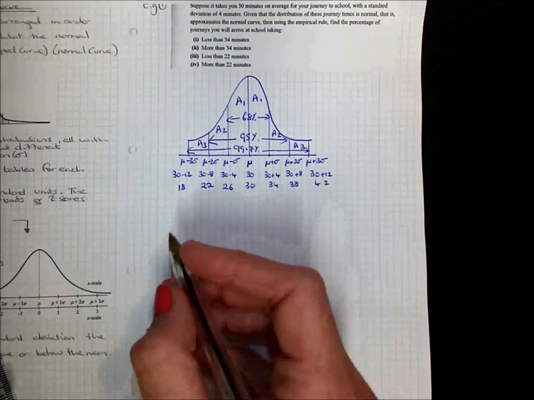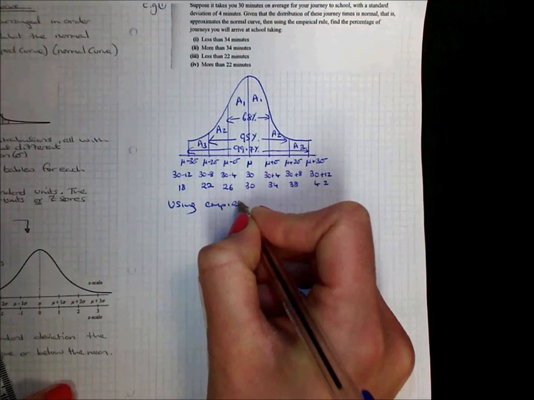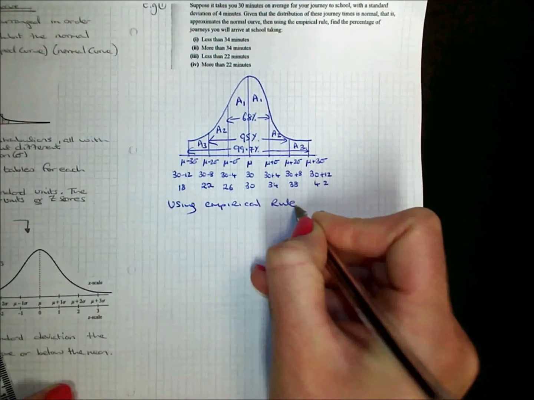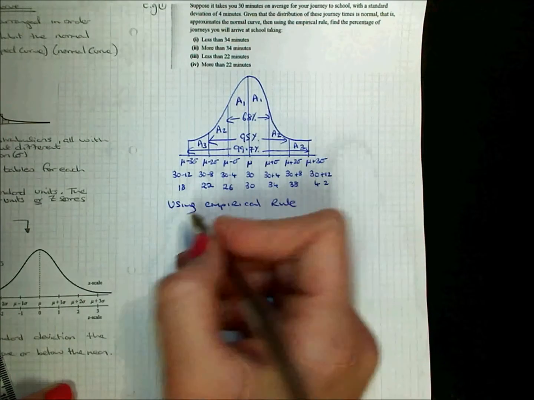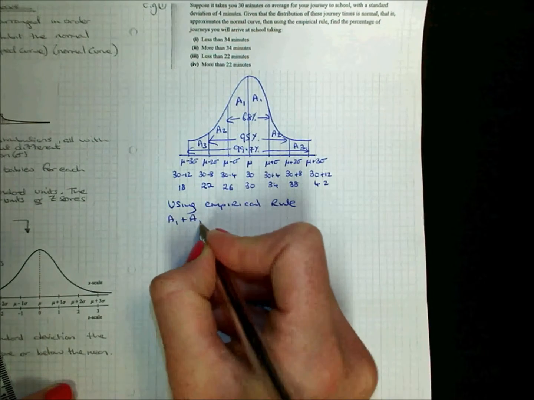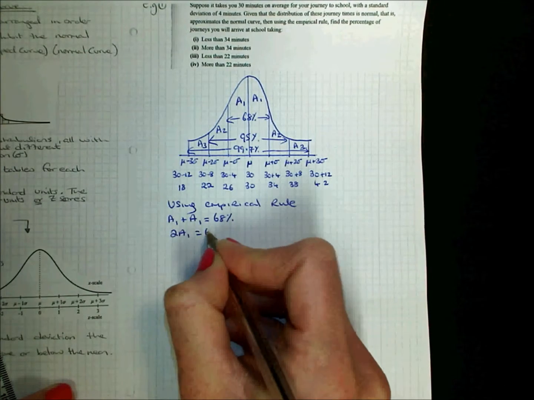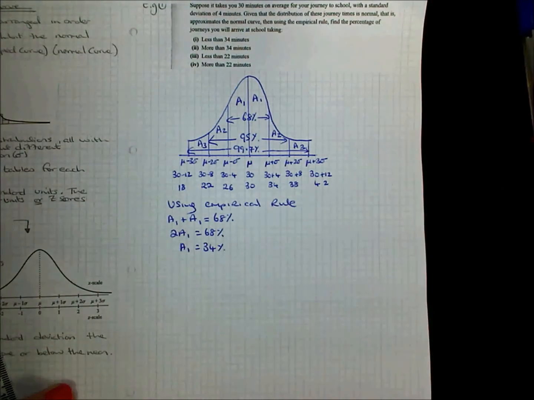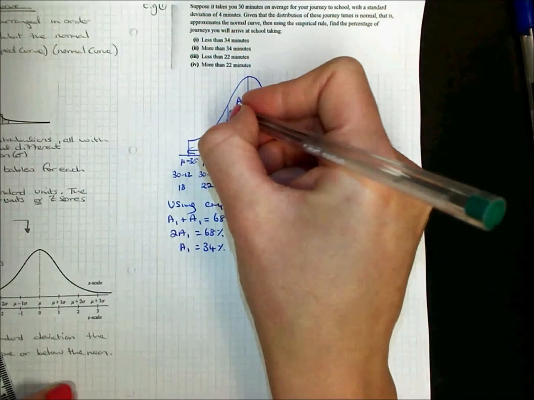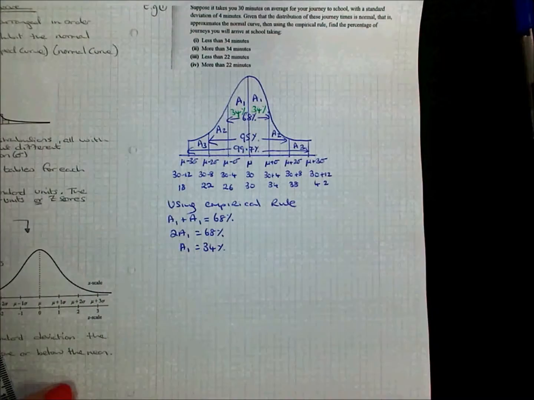Now I'm going to go straight to the empirical rule. So I'm going to have area 1. I know from looking at it that area 1 plus area 1 is equal to 68%. So twice area 1 is equal to 68%. Area 1 is equal to 34%. So I know that in here this is 34% and this is 34%.